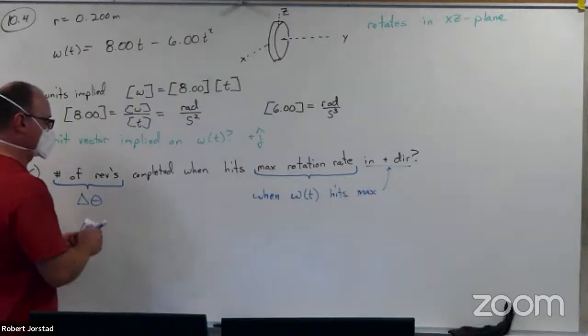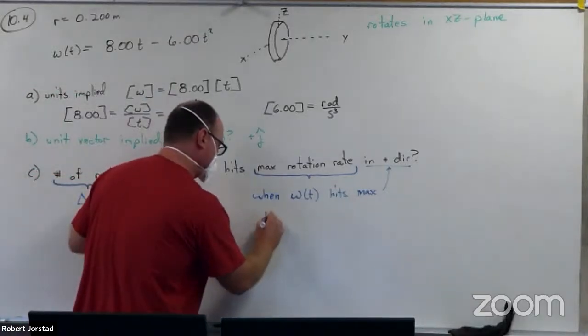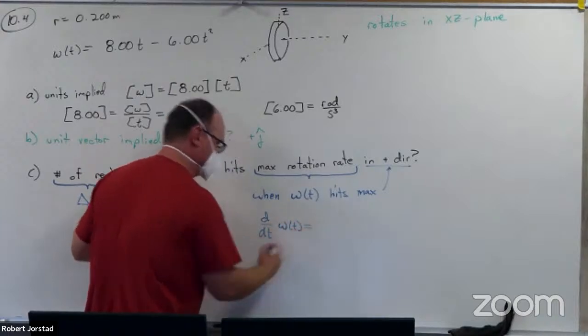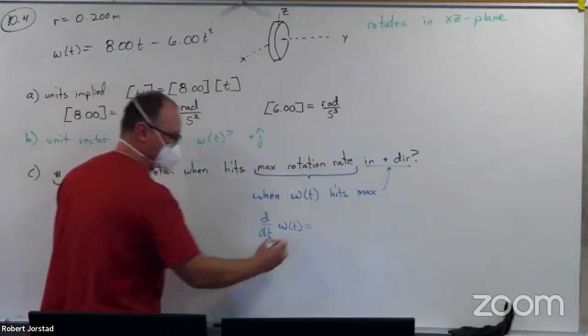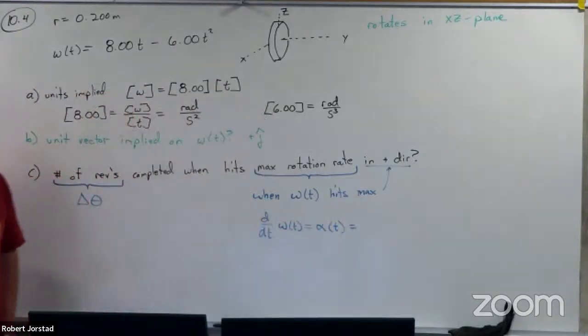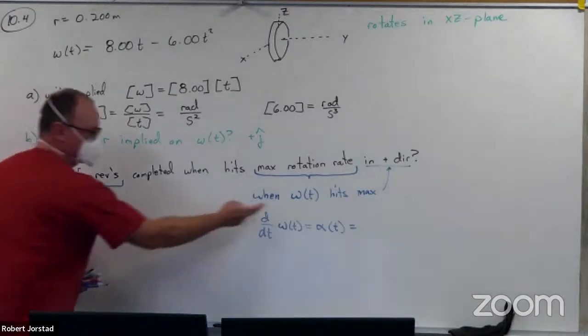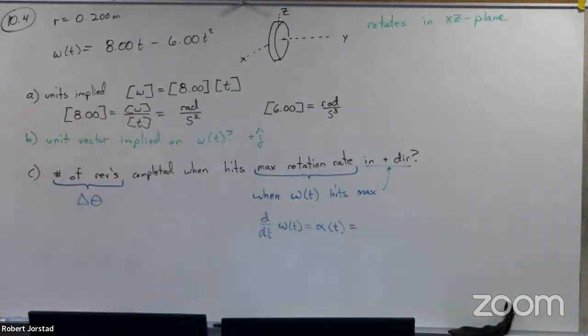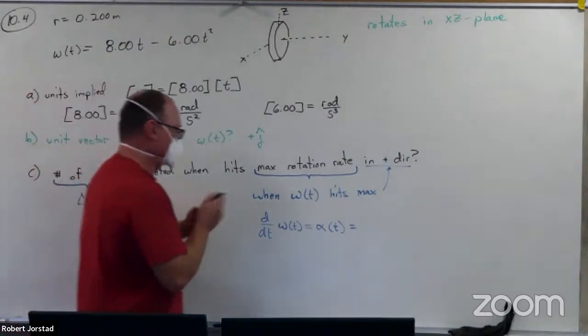Remember when we did this in chapter 2? Take a look. What is d/dt of omega of t? In this case, that should be alpha of t. Agreed? That's what it means. We take the derivative. Look, radians per second becomes radians per second squared. What do I get when I take the derivative? 8 minus 12t. Okay.